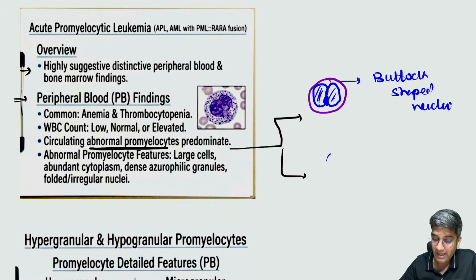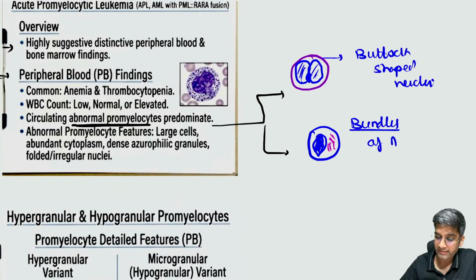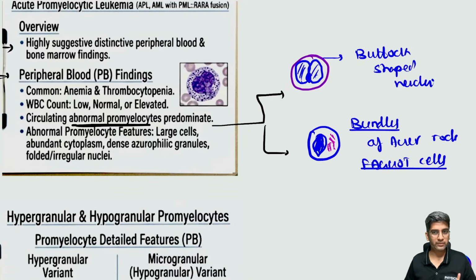Second is the excessive number of Auer rods. I can have the nucleus here and I'll have bundles of Auer rods, bundles of Auer rods, that's very, very important. And this cell is called a faggot cell. You will see this in microscopy. These are both the exact findings that I'm going to see in APL or APML.